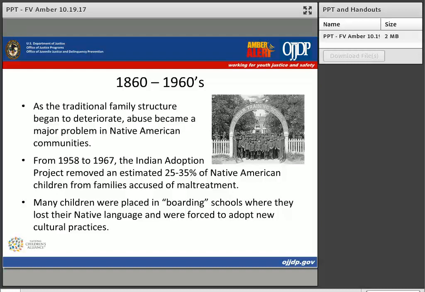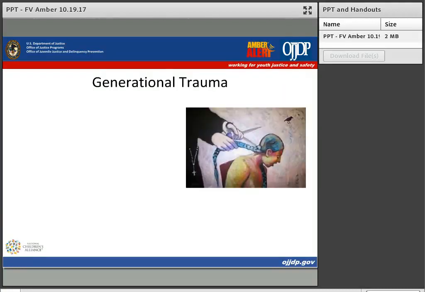Unfortunately, with the interaction between cultures, that traditional family structure began to break down in the 1860s to 1960s. Over that century-long period, there were some key issues like the Indian Adoption Project, which removed a third of children from their families, and many of them were placed into positions in group homes and schools that were horrendous and wouldn't be heard of today. And during that process, language, culture, and practices were taken away from the children.